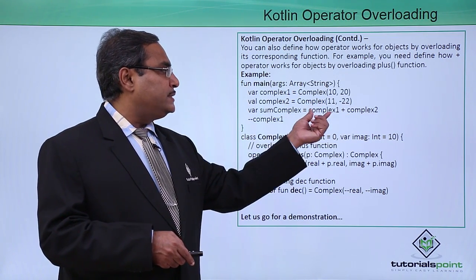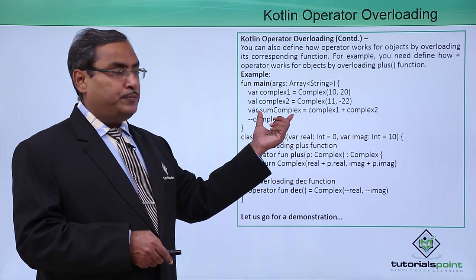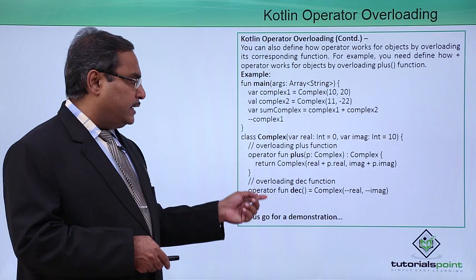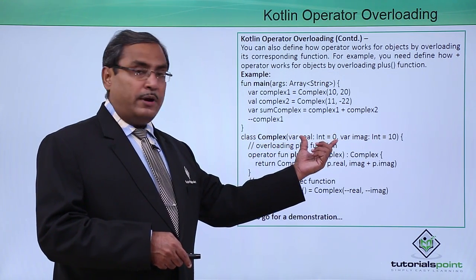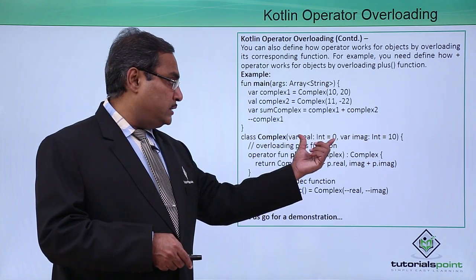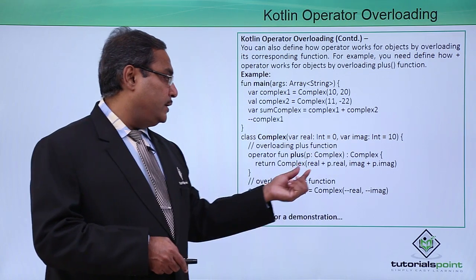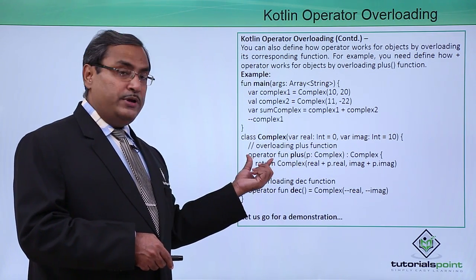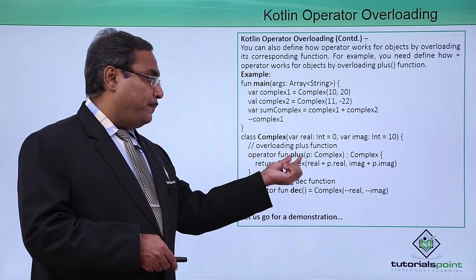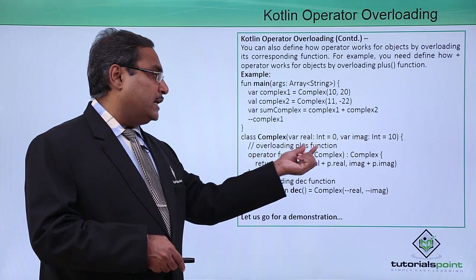Now I am using complex1 plus complex2, so the sum complex will be obtained. Here we have written the respective code. The Complex class is this one. This is our primary constructor, with real and imaginary parts. Then operator fun plus: here we have used the keyword operator, and plus is overloaded here. So we are overloading the plus function.